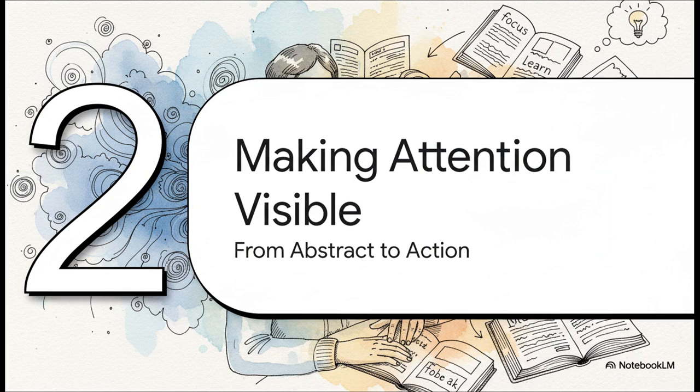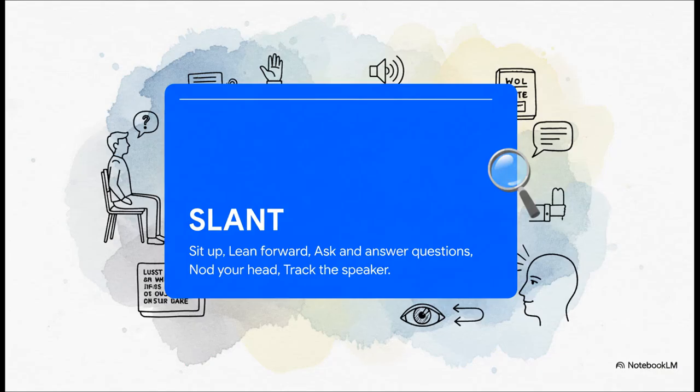Okay, so here's the million-dollar question. How do you teach something that's basically invisible, like attention? Simple. You make it visible. You turn the abstract concept into a clear, observable routine that everyone can see and do. And this is where the acronym SLANT comes into play. It's a super handy mnemonic that breaks down paying attention into 5 really simple actions.